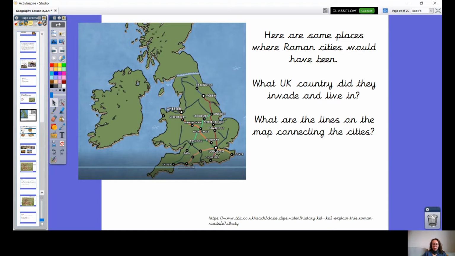Now, I wonder, did you spot some of these lines on this map? There's quite a few coloured lines. What do you think those lines are? They connect the cities, don't they? Pause the video. What are those lines? Yeah, those lines are roads.